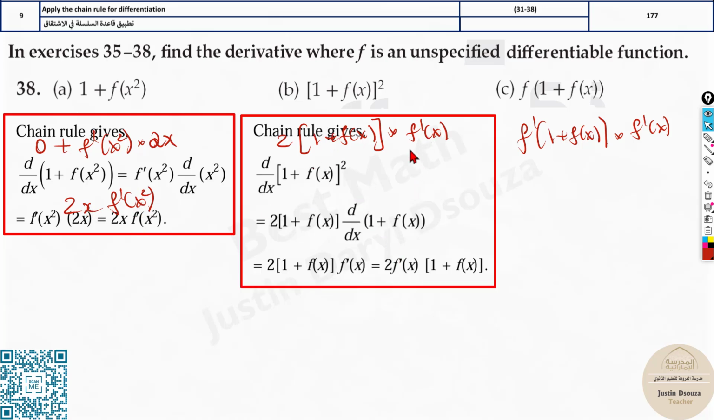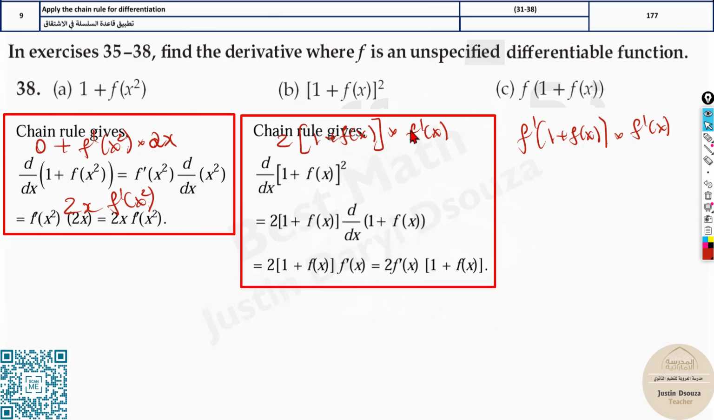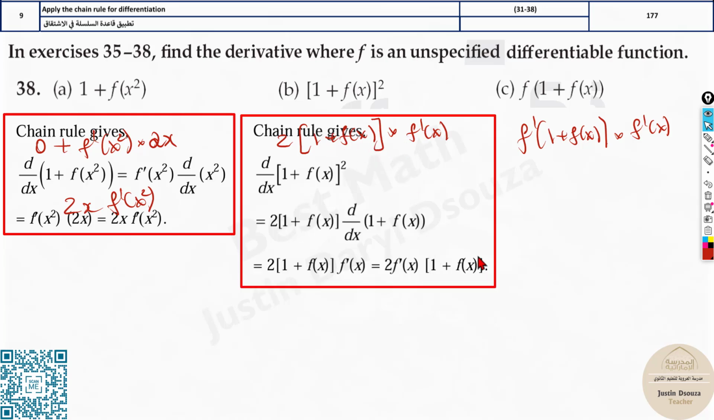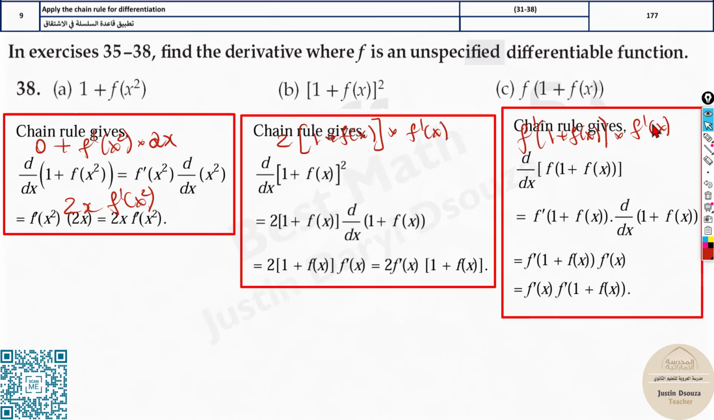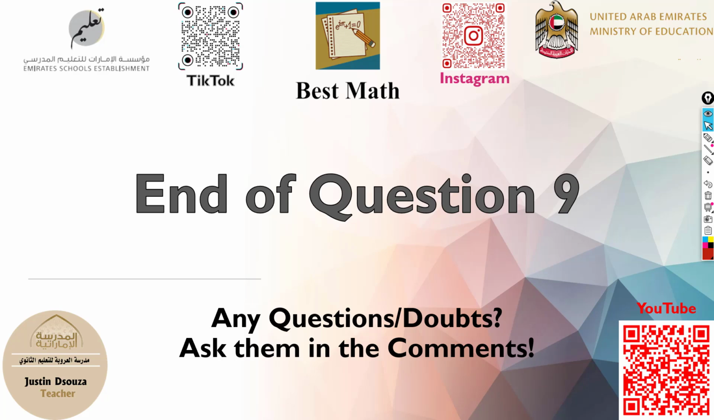Now here what they have done is they have simplified it. No, not simplified, sorry, they have just rearranged. They have written 2 and f prime together, and this is as it is, you can see. And lastly over here as well, they have left it as it is. They have written this term first and then as it is. So that is basically the end of question 9.